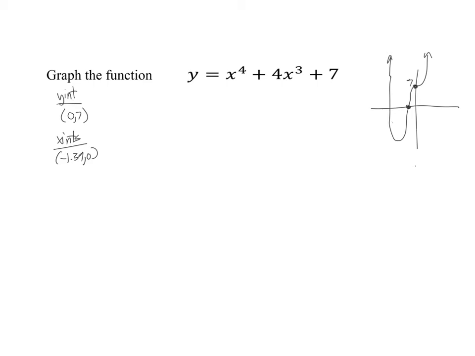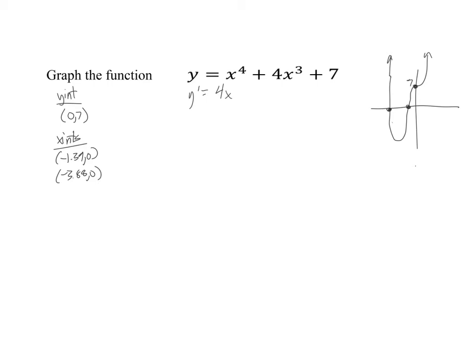I got negative 3.88, so that looks good. So we've got our 2 x-intercepts. Like I said, it's almost at negative 4 and negative 1, but close enough the way I sketched it out. So we've got our x and y intercepts. So now by looking at this graph, we can see that we definitely have a minimum. So let's do our first derivative.